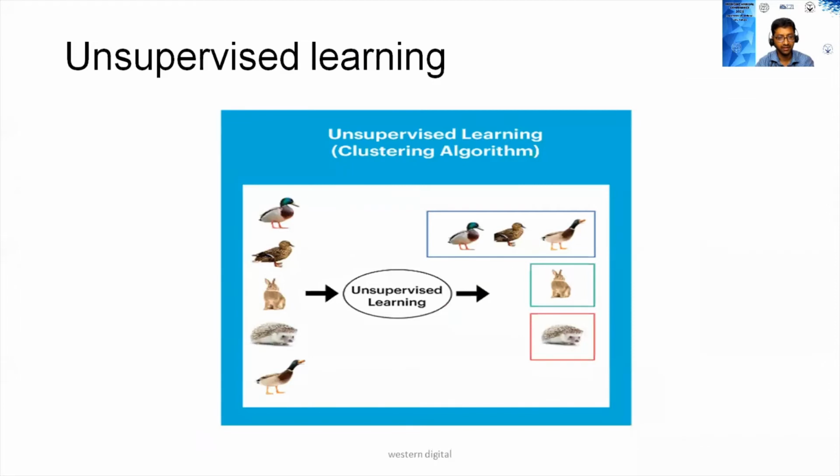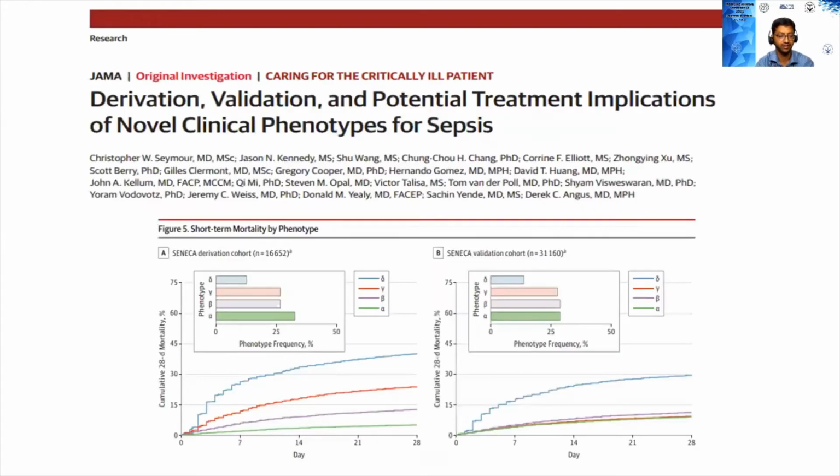In unsupervised learning, tons and tons of data are analyzed by artificial intelligence to look for clusters or latent subgroups. In this study, a large amount of information of patients with sepsis is analyzed by the AI, and 4 different phenotypes of sepsis with mortality implications is identified. You can obviously see the alpha phenotype has higher 28-day mortality compared to the other phenotypes.